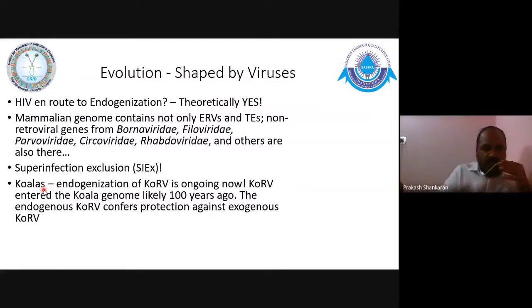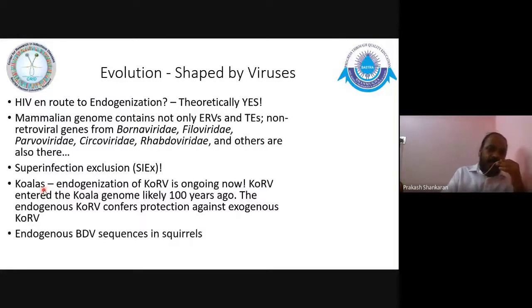This confers protection for the koalas. Those koalas that have this endogenous koala retrovirus genome inside them are almost all resistant to exogenous koala virus from an external source. They are completely protected. Those koalas that don't have an endogenous retrovirus inside them are all susceptible to the virus and they die. So this is right now happening. It will take time for all the koalas without it to die and then they get a real protection. It will take time.